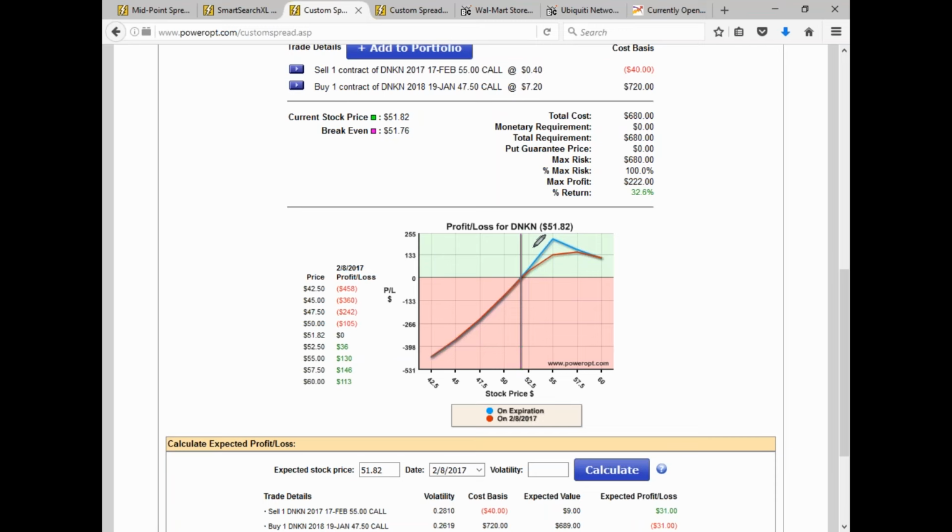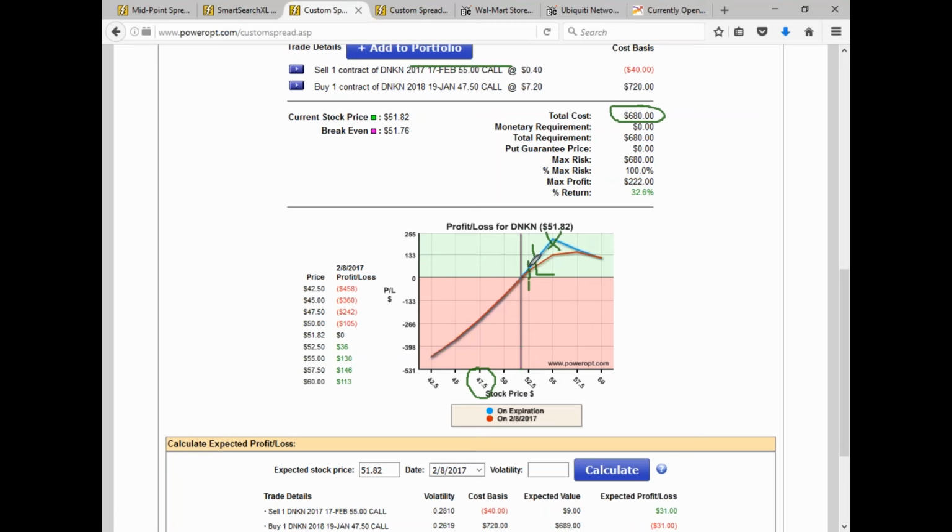Now, what's out of the money? Okay, well, let's say it's between the strike prices. Let's say the stock's at 52.5. What would happen? Your 55 call expires worthless. That's gone. You keep the 35 cents. You still own a 47.5 call with a cost basis of 680.